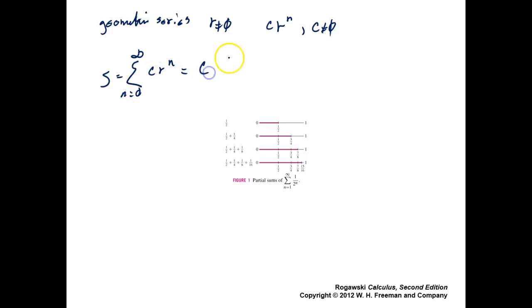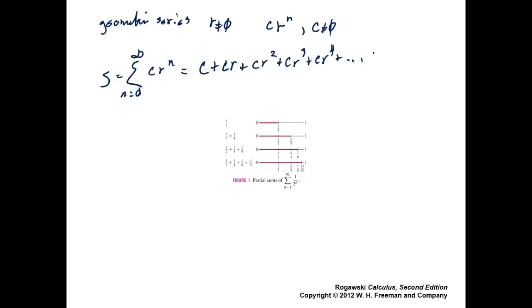C, is that what you said? Yes. Plus, and what's the second one? C r, plus c r squared plus c r cubed plus c r to the fourth plus dot, dot, dot.